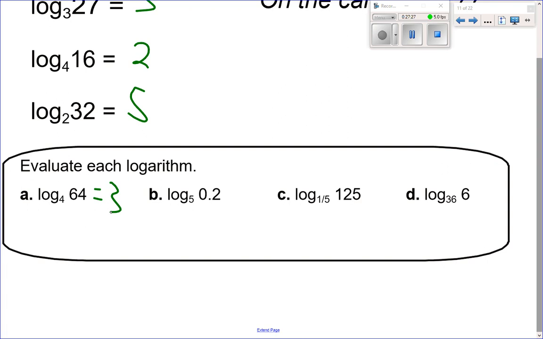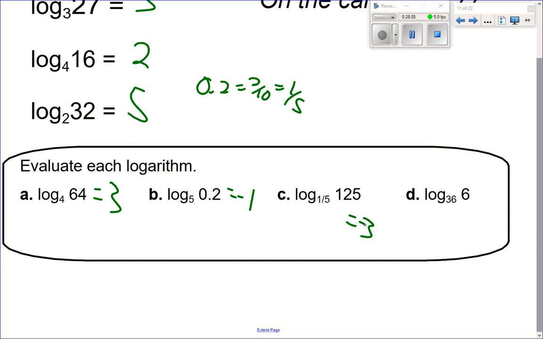-1. Very good. So 0.2 is the same as 2/10, which is the same as 1/5. And so the question is, what power do you raise 5 to move it to the bottom of the fraction? Well, that would be -1. Good. Log base 1/5 of 125. Now we're asking the question in reverse. I raise 5 to the third to get 125, but that would be 1 over 125. I want to move it to the top, so make it negative.